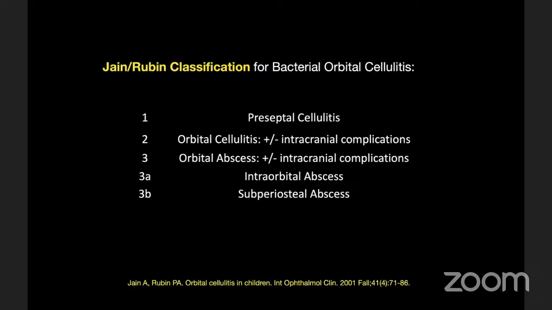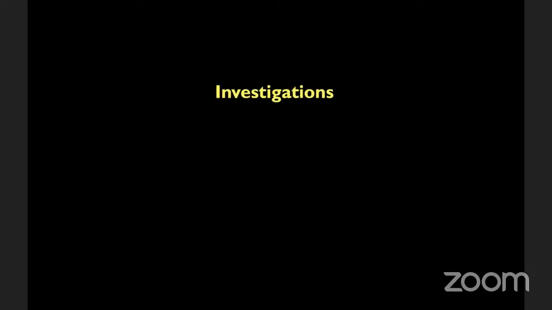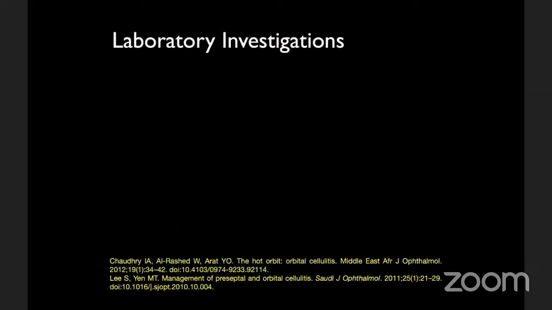So this would help us to prognosticate. When we talk about grading and severity, it would help us to prognosticate the condition and also realize what investigation should be done at what stage, and accordingly, what treatment should be initiated at what stage. So let us go through the investigations which play a key role in diagnosing orbital cellulitis, or more specifically, the staging.